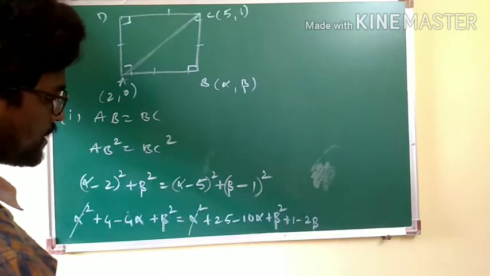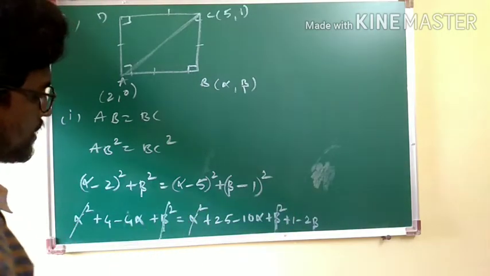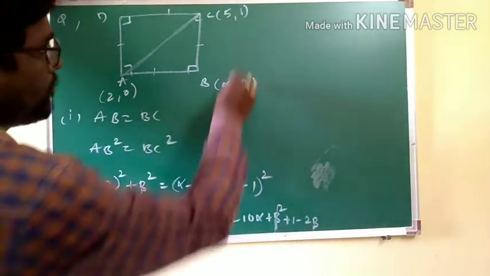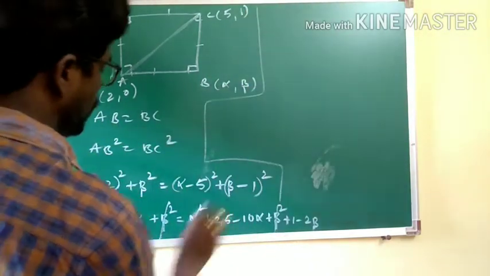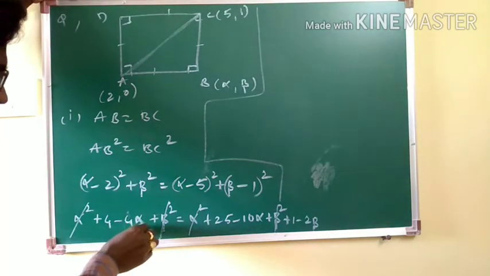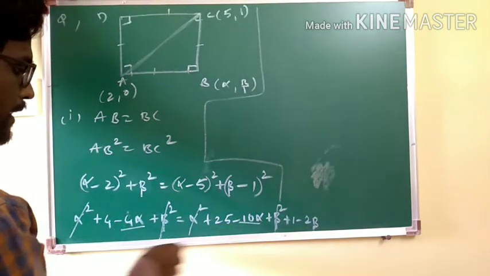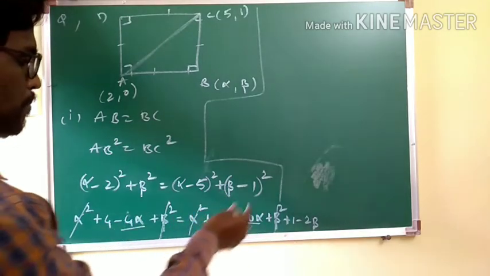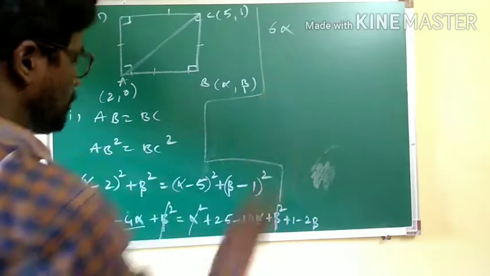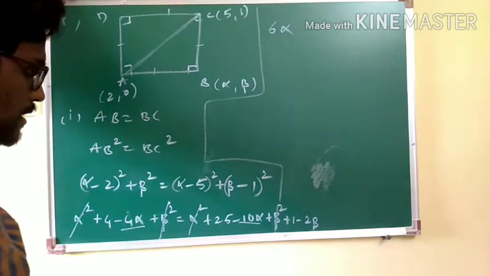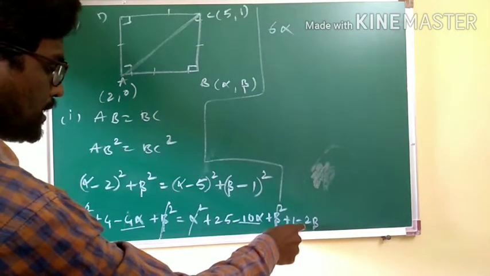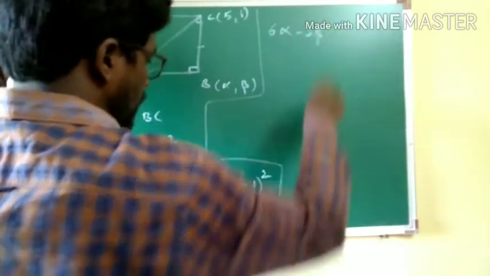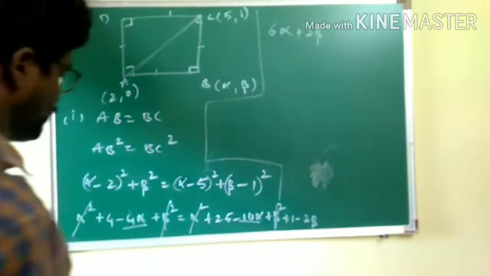Alpha square gets cancelled, beta square gets cancelled. We are left with only alpha and beta terms along with constants. So what are you going to get? Minus 4 alpha. If I transpose this minus 10 alpha to the other side, it becomes plus 10 alpha. Minus 4 alpha plus 10 alpha becomes 6 alpha. And here I have minus 2 beta. Only one beta term is there, that is minus 2 beta. Sorry, on transposing, the left side becomes plus 2 beta.